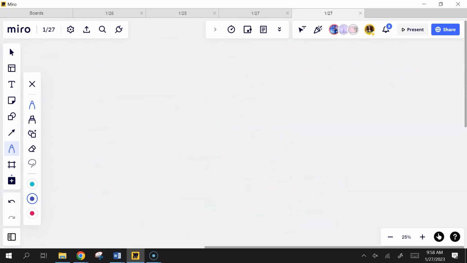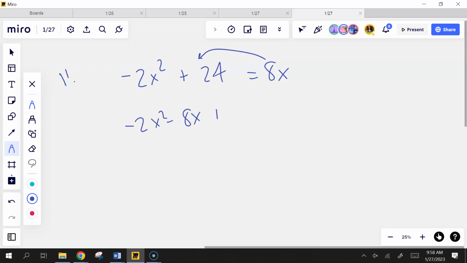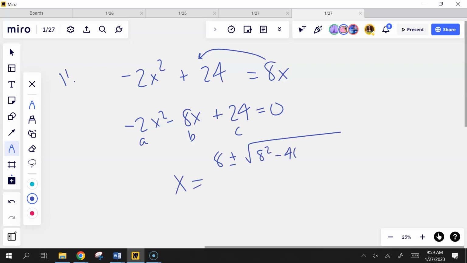11. So 11 doesn't matter which side you move everything to. That's the beauty of the quadratic formula, it doesn't matter if everything's on the left or everything's on the right, but you have to be very careful to make sure you're in standard form. So I'm just going to move this 8x over. It's going to go in the middle because that's my B. And now I'm ready to plug in A, B, and C. So x equals opposite B plus or minus the square root of B squared minus 4 times A times C, everybody over 2A.